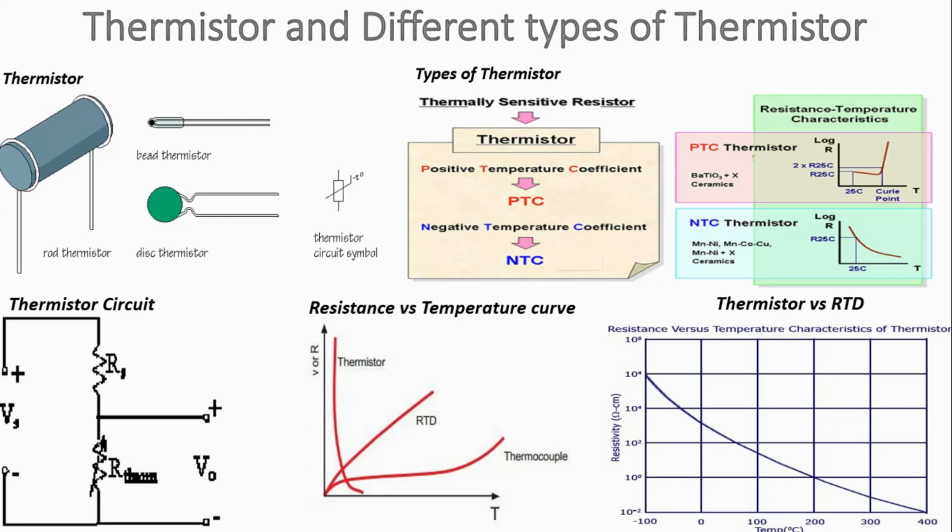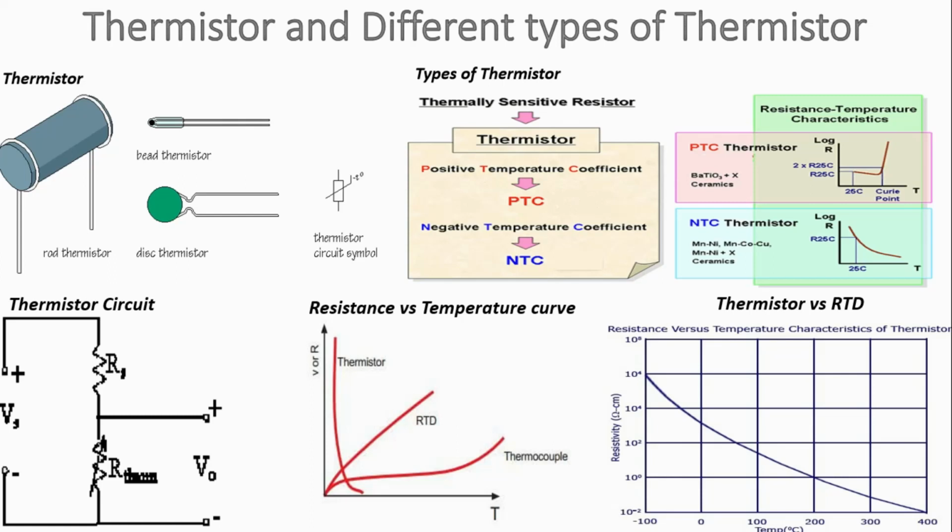Such a bead may be sealed in the tip of a solid glass rod to form a probe, which is easier to mount than a bead. Alternatively, a thermistor may be in the form of discs and washers made by pressing thermistor material under high pressure into flat cylindrical shapes with a diameter from 3 millimeters to 25 millimeters. Washers may be stacked and placed in series or parallel to increase power dissipating capability.